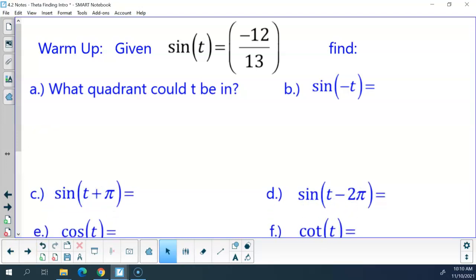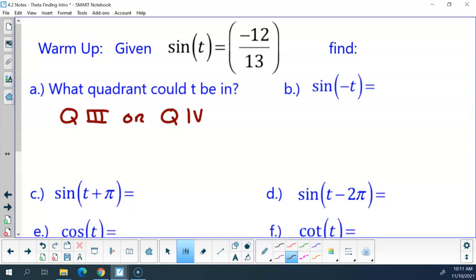Okay, so sine is negative. That tells me that I can be in which 2 quadrants? 3 and 4. Or 3 or 4 is what I should say. So that narrows it down that we are in quadrant 3 or quadrant 4. And that's the only thing that we can decipher from that, because we don't have a second thing to tell us which quadrant. So all we know is we're on the bottom half of the unit circle.